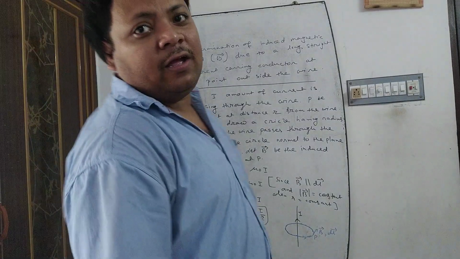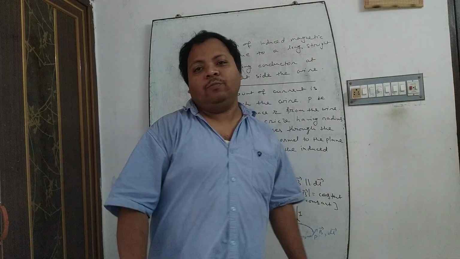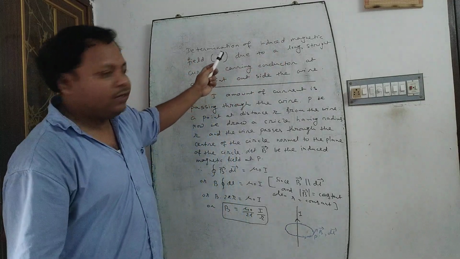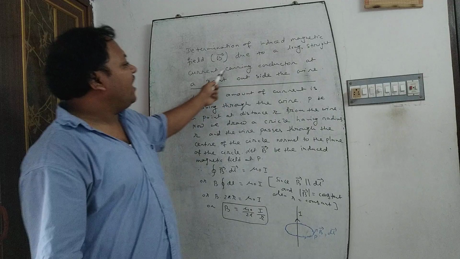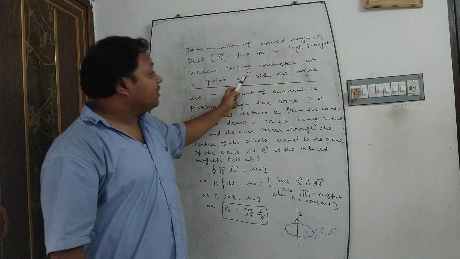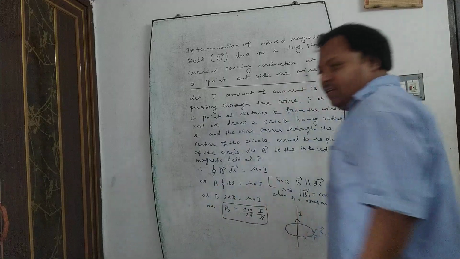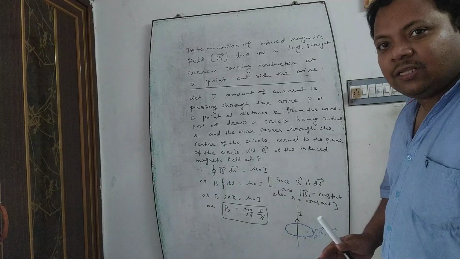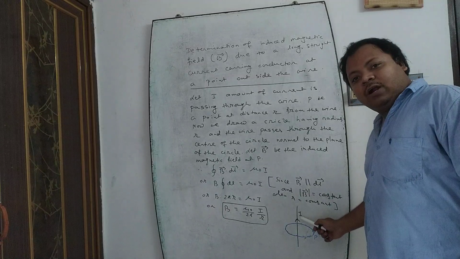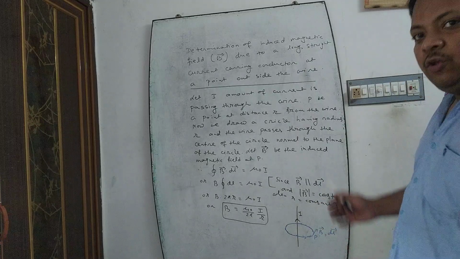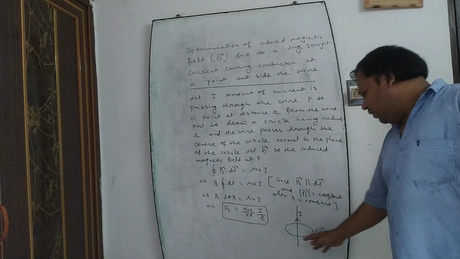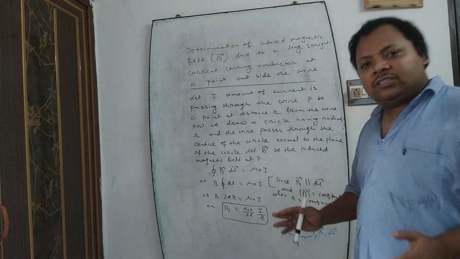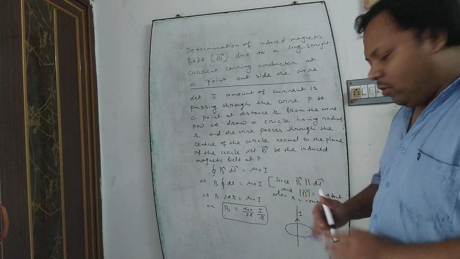Next, the application of Ampere's circuital law. First, determination of the induced magnetic field B vector due to a long straight current carrying conductor at a point outside the wire. That is, let this be a current carrying conductor which is infinitely extended, that is very long, and I amount of current passes through it. You already know about the direction of lines of force produced due to the infinitely long current carrying wire.